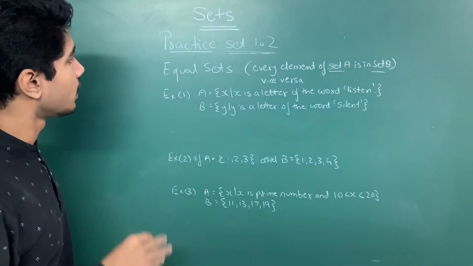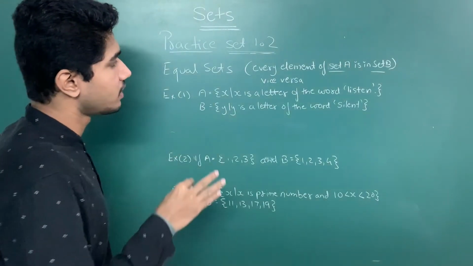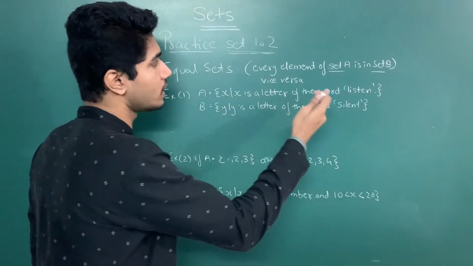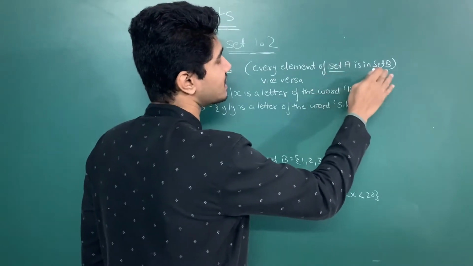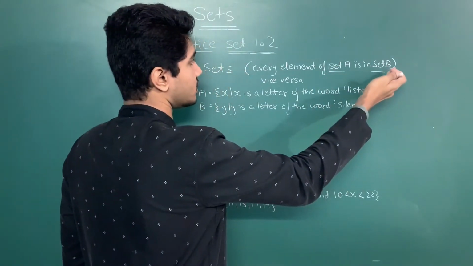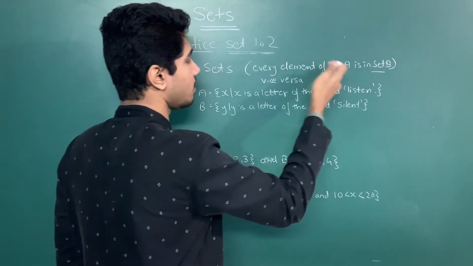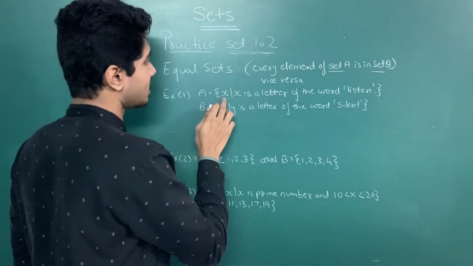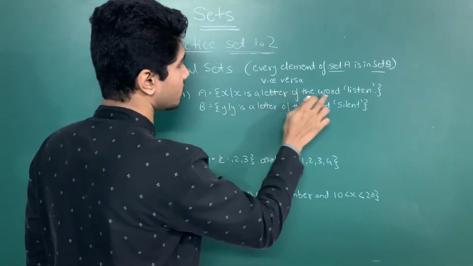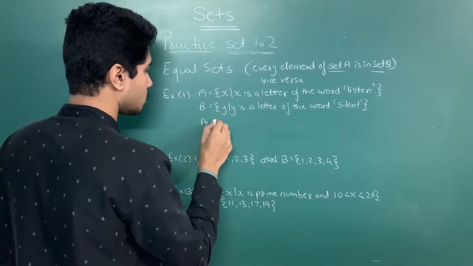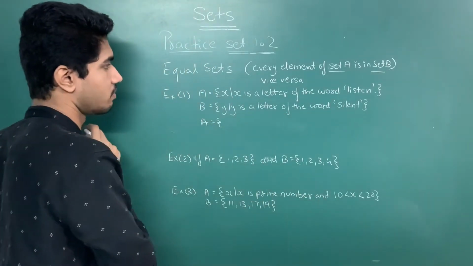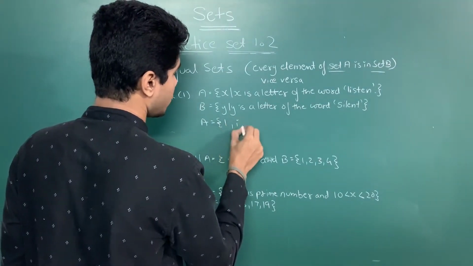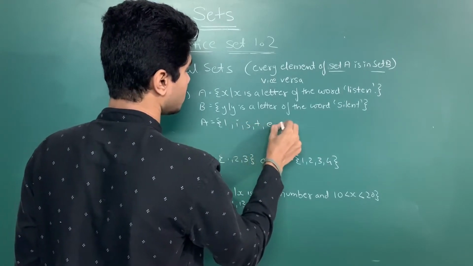Equal sets. Equal sets are defined as: every element of set A is in set B and vice versa. This means the element which is in set A should be in set B, or you can say the element which is in B should be in A. Let's take an example for this. A is a set of X such that X is a letter of the word listen. So this set is given in set builder form; we write it in roster form, that is L, I, S, T, E, N.